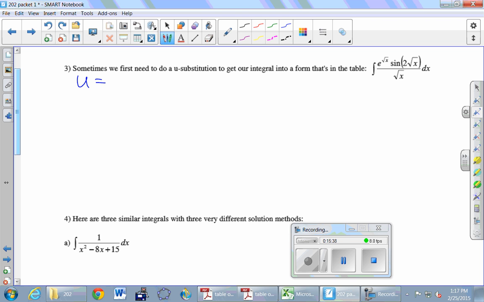Natural thoughts or choices for you? How about the square root of x? It's the thing that's up on the power. Another perfectly good choice would be 2 square root of x, the thing inside of the sine. You could just pick one. I think either one would work just fine.